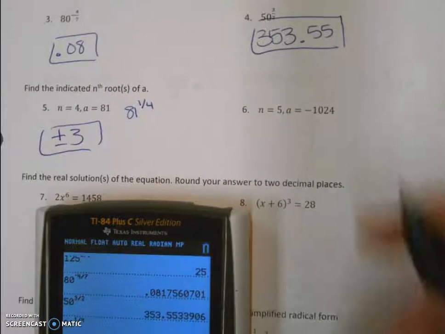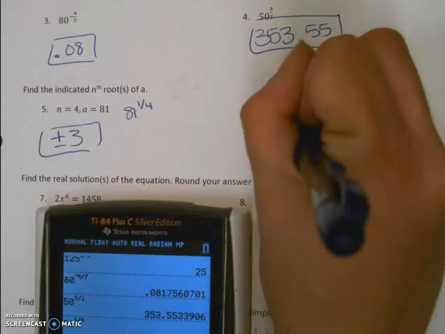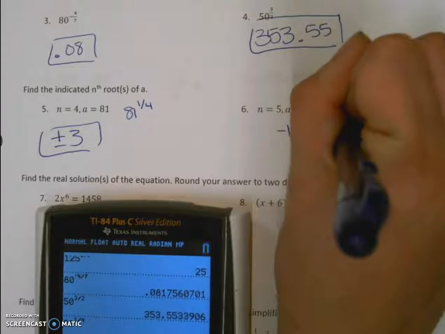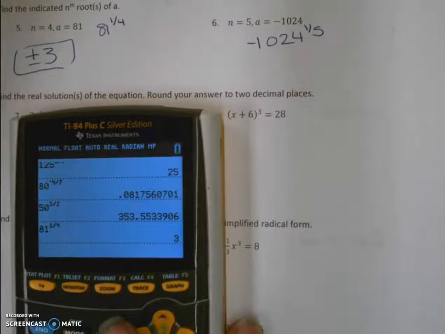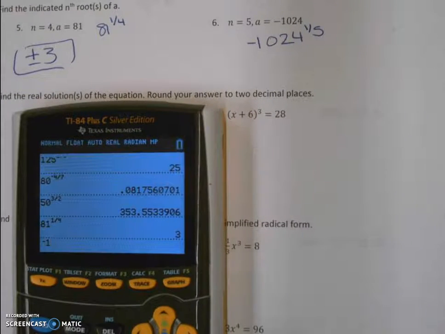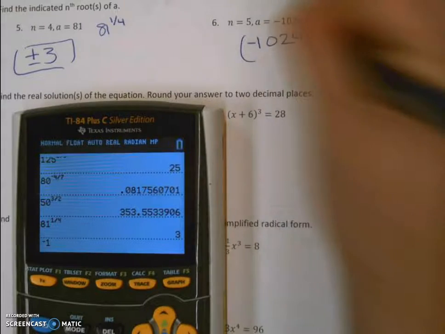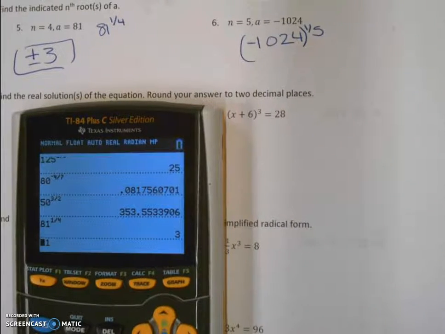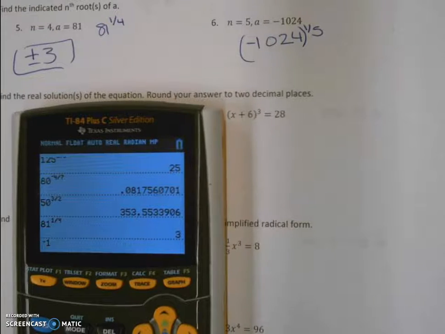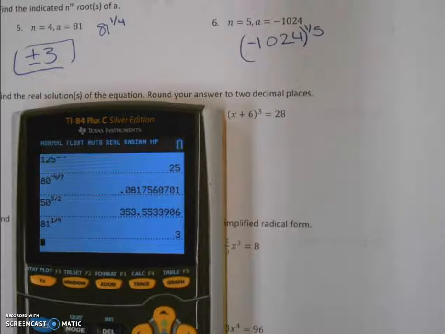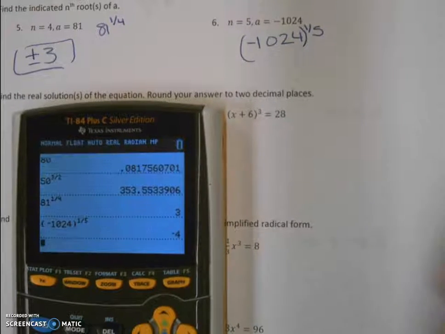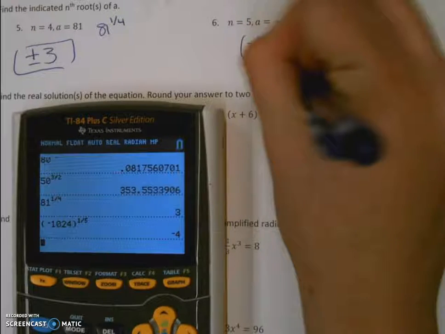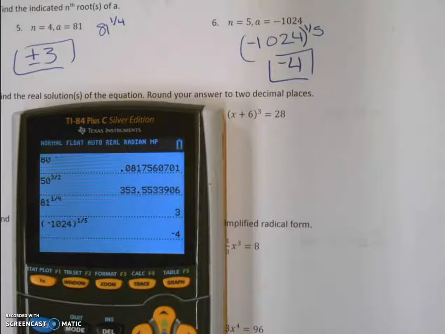Okay, I'm going to do the same thing for number 6. I'm going to do -1024 to the 1/5 power. And on my calculator, I want to do this in parentheses. I always want to put my number in parentheses, just in case it was an even exponent, it would tell me no solution. So I have -1024 to the 1/5 power. This is just -4. I don't have to do plus or minus because this one is odd.